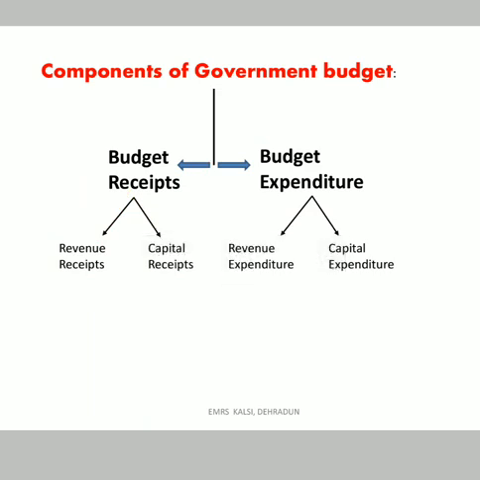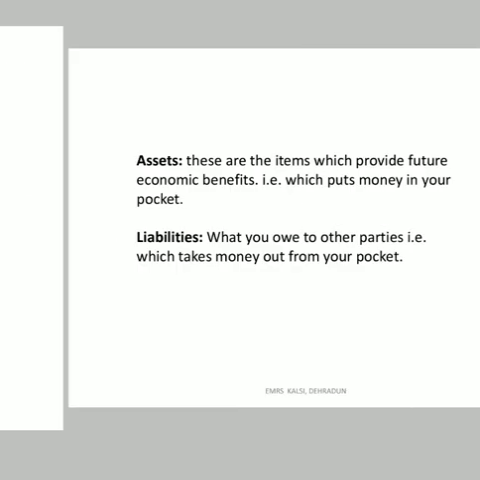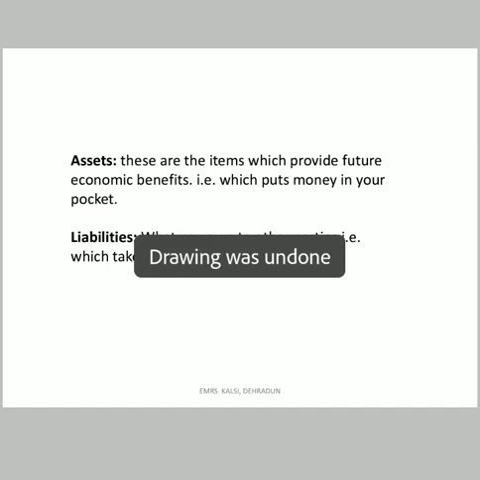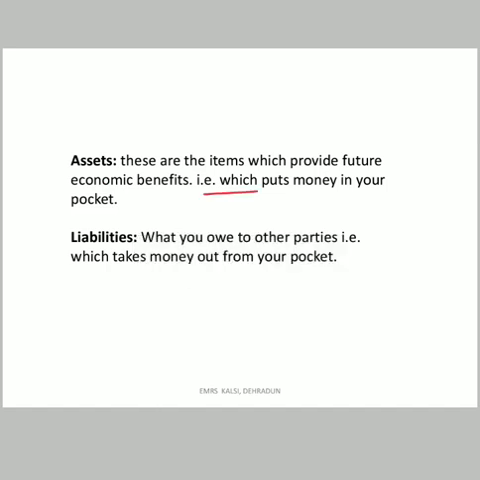First we will see the budget receipt. But before that we will see what assets and liabilities are, because these two terms will be used in these four receipts and expenditure components. So what is an asset? Basic thing: these are items which provide future economic benefits, in terms of money. Those are called assets. An asset puts money in your pocket.